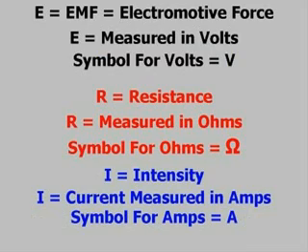In the next few slides, we're going to talk about using simple math to determine if we have the right measurements, to kind of predict what we should have in a circuit. E is electromotive force, which is what we measure in volts. R is resistance, we measure in ohms, and the symbol for ohms is the omega symbol, seen here in red. I is intensity, and that is our current flow that we measure in amps.